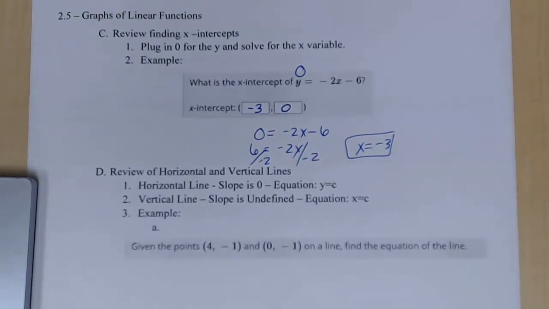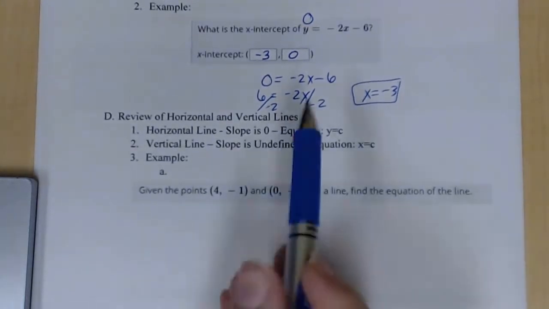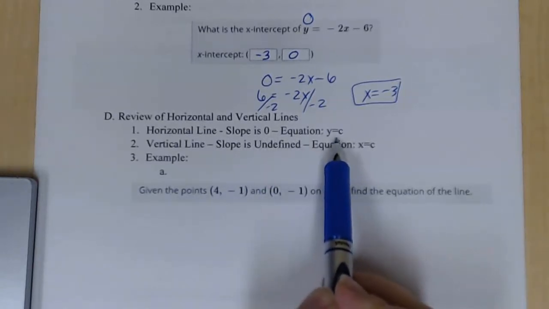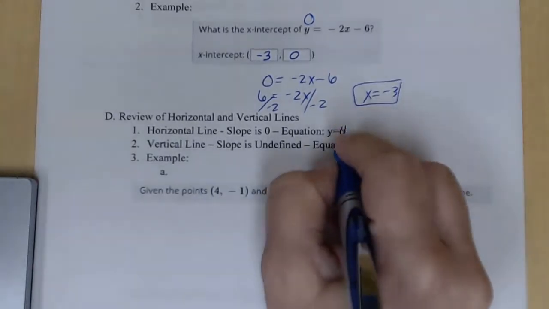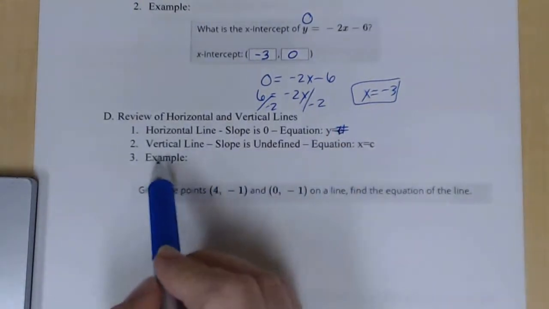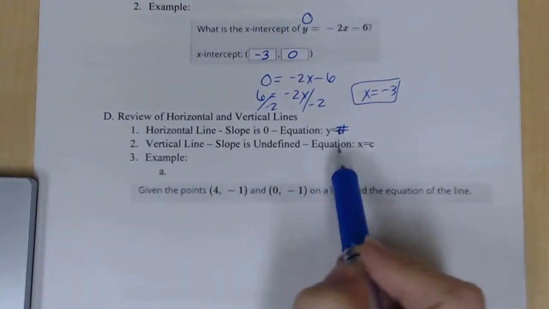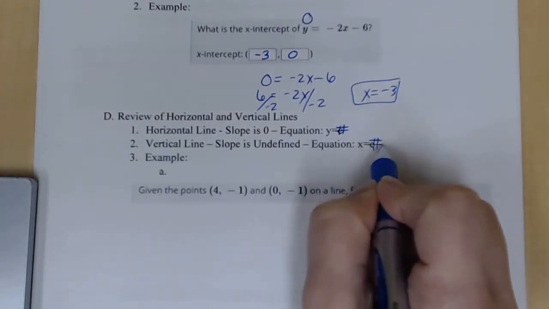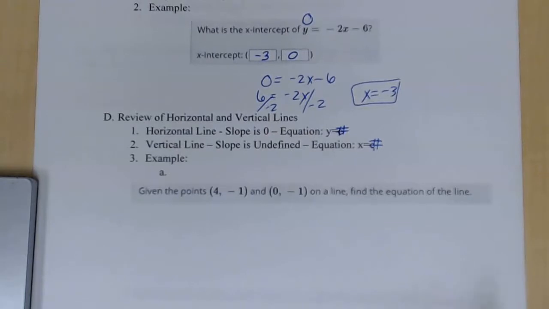Lastly, we're going to be looking at part D. As we're talking about intercepts, let's review our horizontal and vertical lines. Remember, a horizontal line has a slope of 0, and the equation is just y equal to a constant, or if you like, you could say y equal to a number. A vertical line, the slope is undefined, so the equation is x equals c, or a constant, or we could just say x equal to a number.